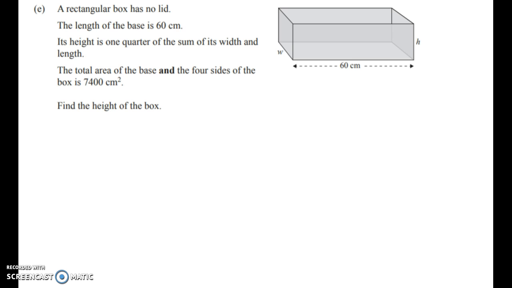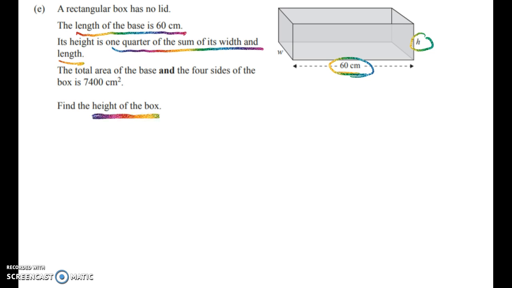So let's start off by having a look carefully at the question. Well, we've got a nice diagram done for us already, so that's a good start. We're told the length of the base is 60 centimeters, so that's this, and this height is 1/4 of the sum of its width and length. So we're going to have to turn that into a variable that links w and this 60 here. Then we're told the total area of the base and the four sides is 7,400 centimeters squared. Find the height of the box.